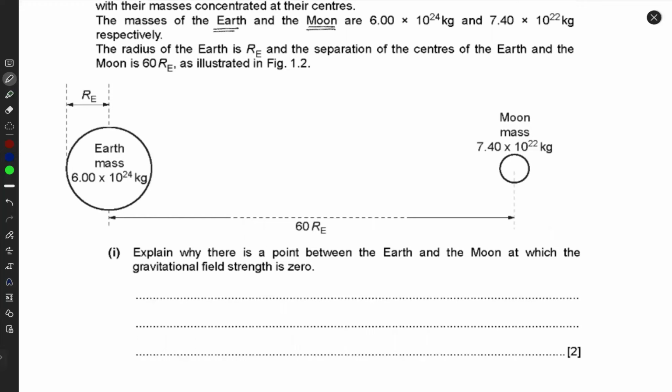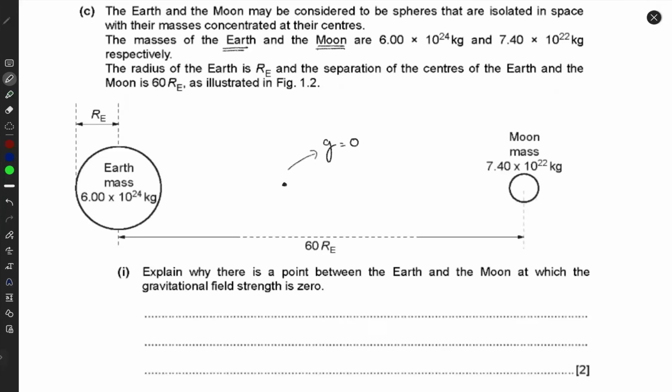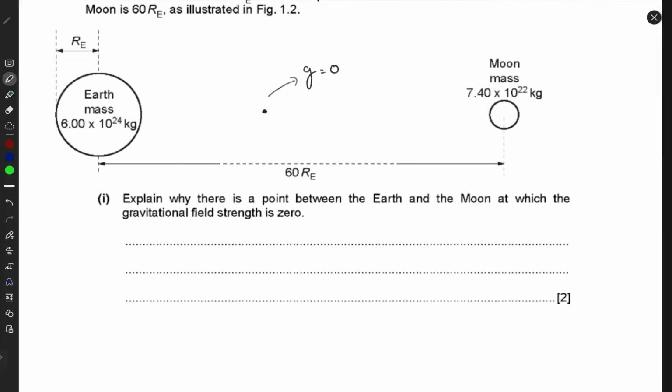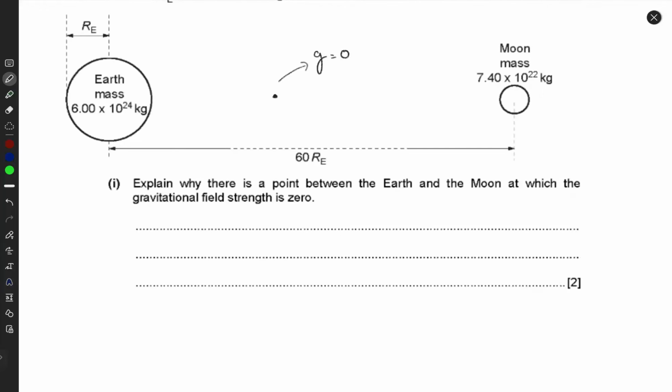Anyone? You can think in terms of forces as well, or even in terms of gravitation. No, they're saying that the point lies in between these two. So it will be in this region of 60 times RE. Somewhere in between this, there will be a point, and in that region, the value of g would be 0 at that particular point. So we need to tell why is that even possible.